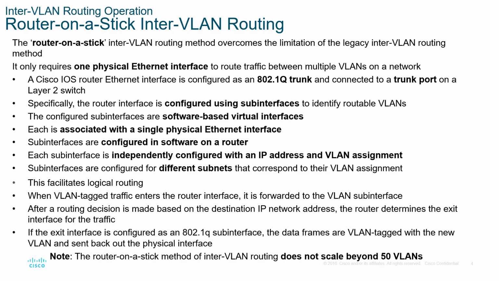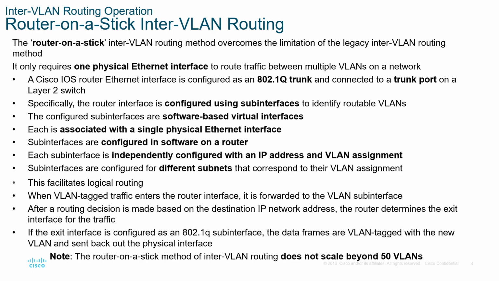So router on a stick, this is our big guy. This is the big one that you learn about. The router on a stick is an inter-VLAN routing method that overcomes the limitation of legacy inter-VLAN routing methods. It only requires one physical Ethernet interface to route traffic between multiple VLANs on a network. That physical interface is going to be our trunk port on the router, as well as having trunk ports on your switch. So a Cisco IOS router Ethernet interface is configured as an 802.1Q trunk, and it is connected to a trunk port on a layer 2 switch.